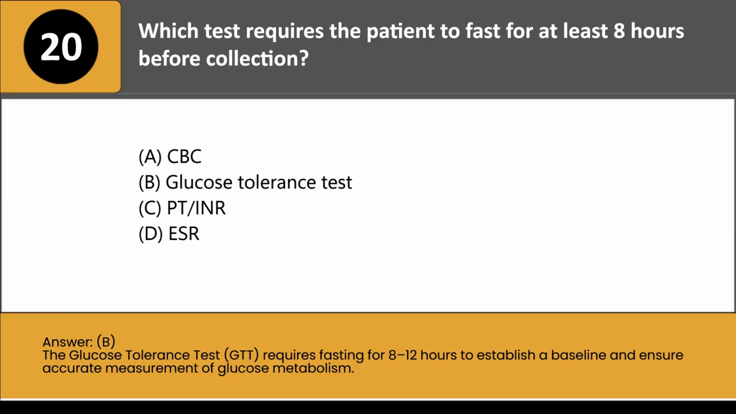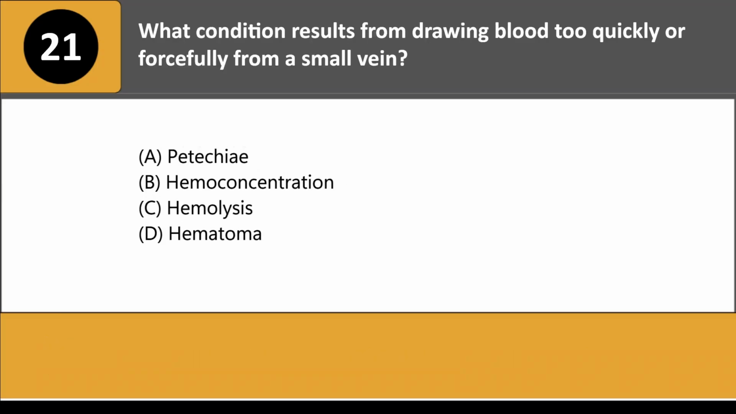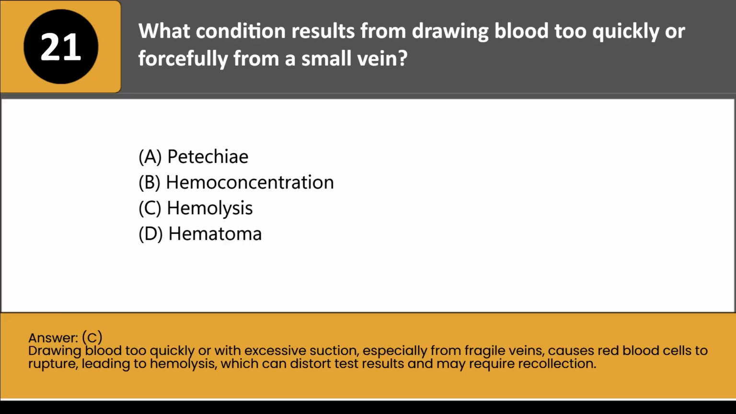of glucose metabolism. What condition results from drawing blood too quickly or forcefully from a small vein? A. Petechiae. B. Hemoconcentration. C. Hemolysis. D. Hematoma. Answer: C. Drawing blood too quickly or with excessive suction, especially from fragile veins, causes red blood cells to rupture, leading to hemolysis, which can distort test results and may require recollection.